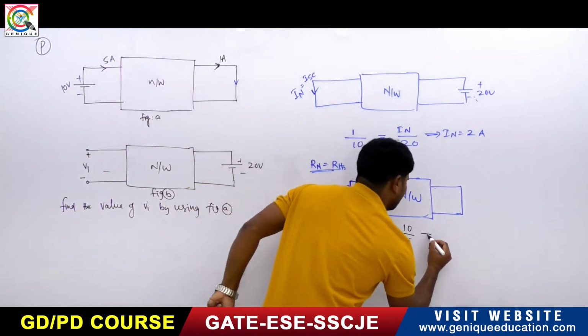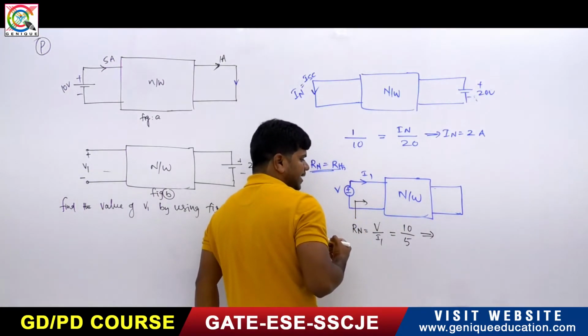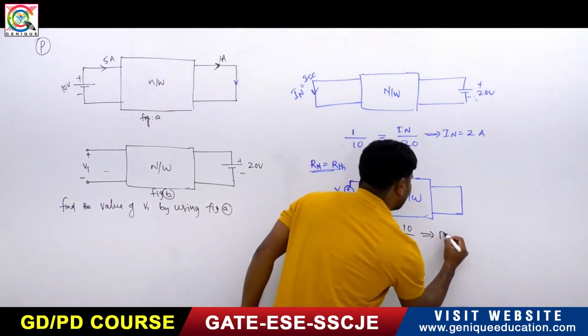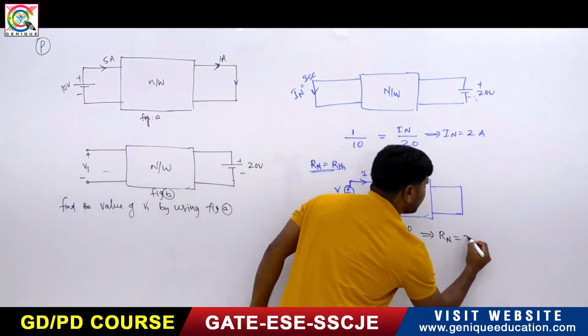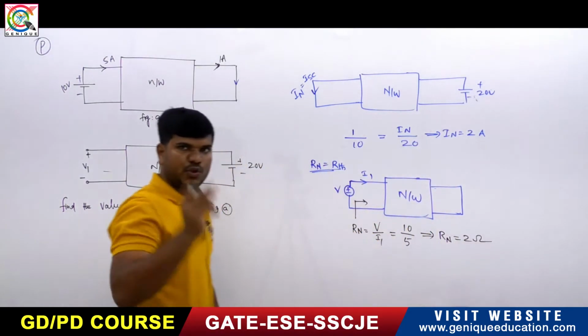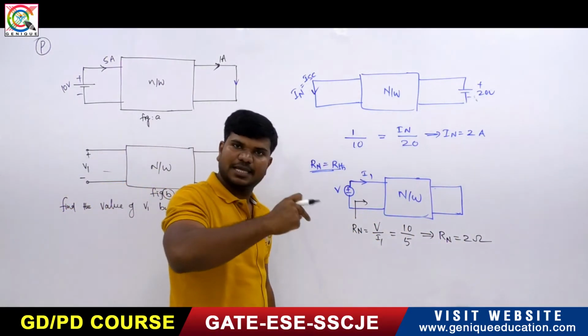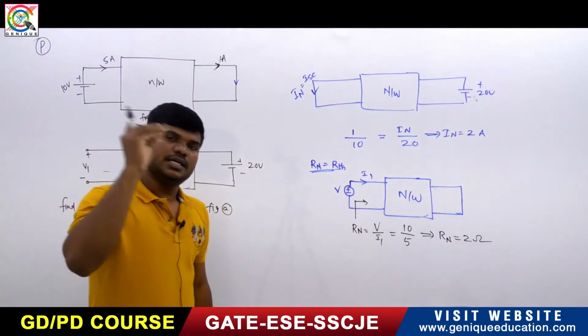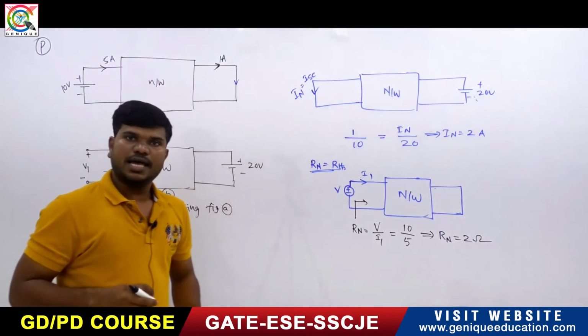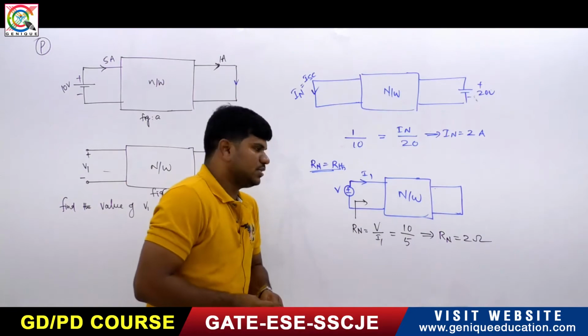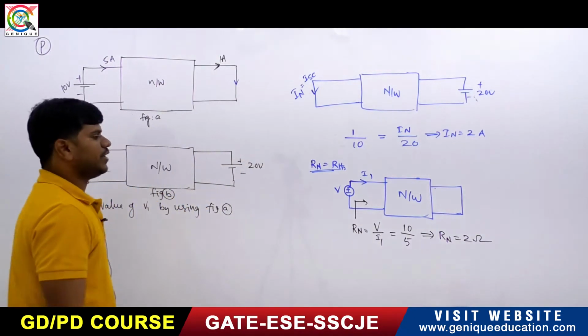So from this, what can we write? Rn is equal to 2 ohms. You can take excitation divided by the response, or response divided by the excitation; you can take either way. So this is the Rn we got.